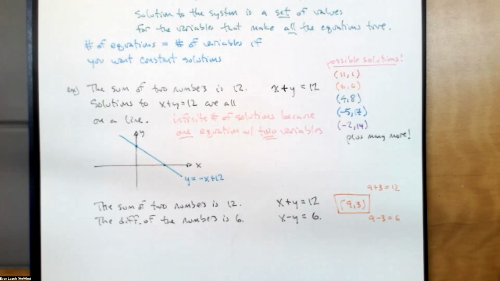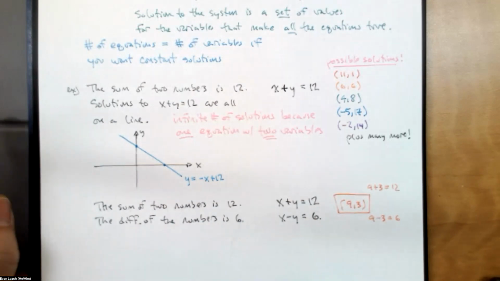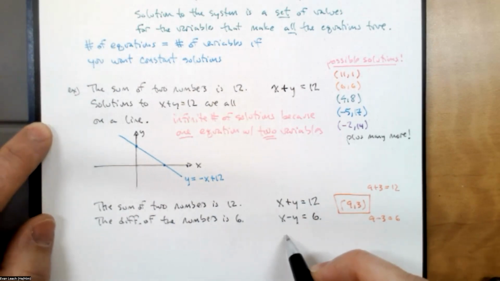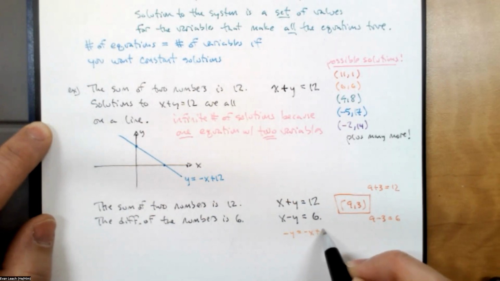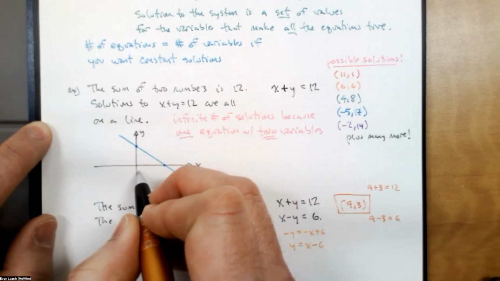What we're looking at here, this 9, 3, is going to be a solution to the first equation, which is represented with this blue line. And then x minus y equals 6 will be another line. And I'm just looking for where those two lines intersect. So this line we can write as minus y is equal to minus x plus 6, or y is equal to x minus 6.